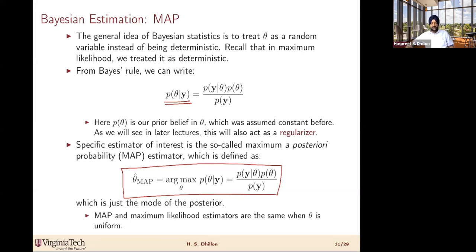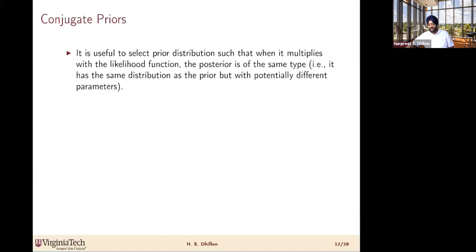Okay, so at this point, you might ask, how do we choose priors? In order to do that, there is this concept of conjugate priors, which is very useful because if you pick some prior arbitrarily, your problem may not remain tractable. So here you have to balance tractability and realism. And one thing that people often do is to select a prior distribution such that when it multiplies with the likelihood, the posterior has the same form, or the same distribution, as the prior.